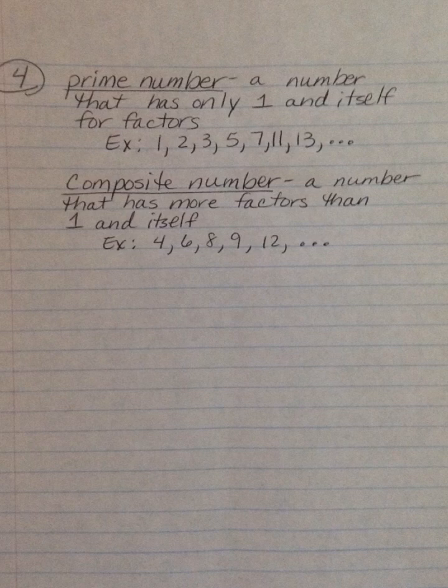The same thing is true for 6. You can multiply 1 times 6 or 2 times 3. And 8, you could do 1 times 8 and 2 times 4. 9, you can multiply 1 times 9 and 3 times 3. And so on. So if it has more factors than just 1 and itself, it's called a composite number.